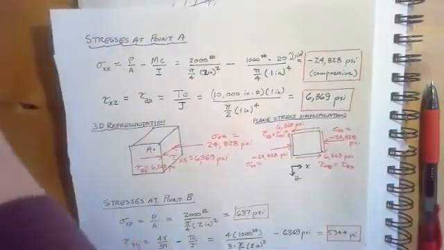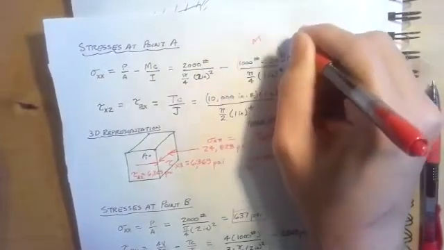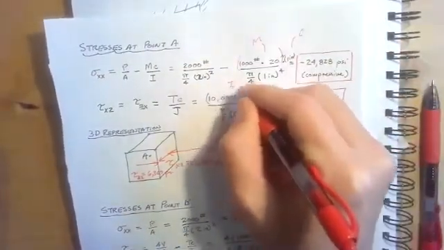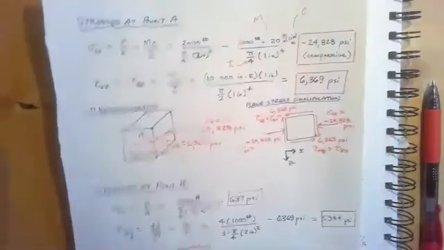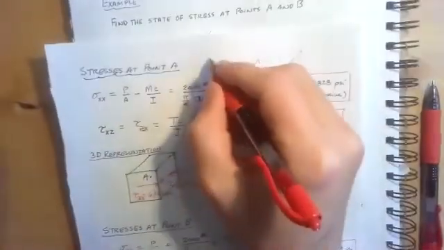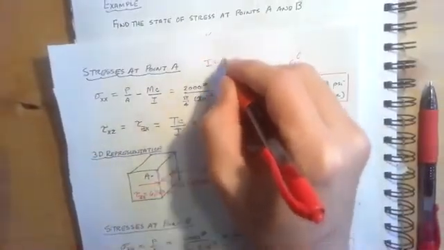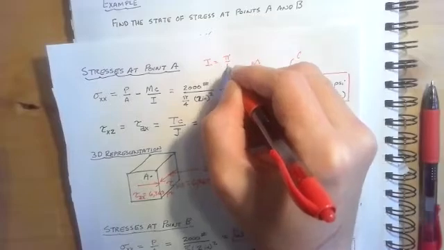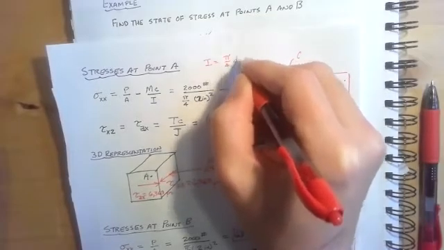So just to help clarify, this is M, this is C, and this is I. And I for a circle is pi over 4 d to the 4th.